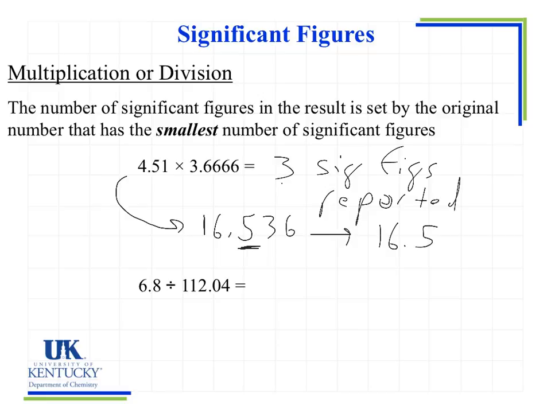Okay, so 3 sig figs is the smallest number of sig figs in one of our numbers involved in our calculation. That's how many we report. The next example, there are 2 sig figs here. There are 5 sig figs here. So our answer will be reported to 2 significant figures.